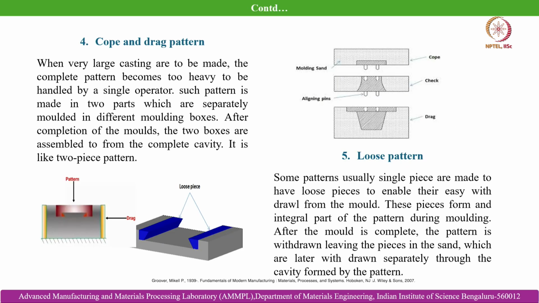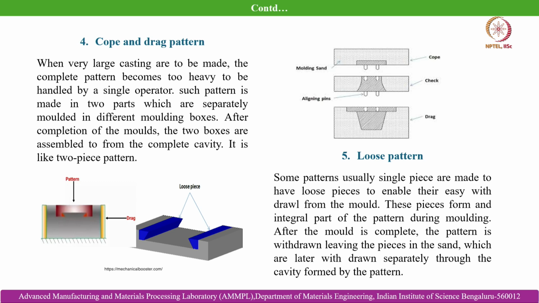Okay. Now we will talk about the cope and drag pattern. These are very similar to the two piece pattern that we discussed just before. However, the difference is that in this case the cope and drag patterns are often also associated with the gating geometry. So, when we assemble both halves of the molding flasks, that means the cope half and the drag half, we get the complete molding geometry at once.